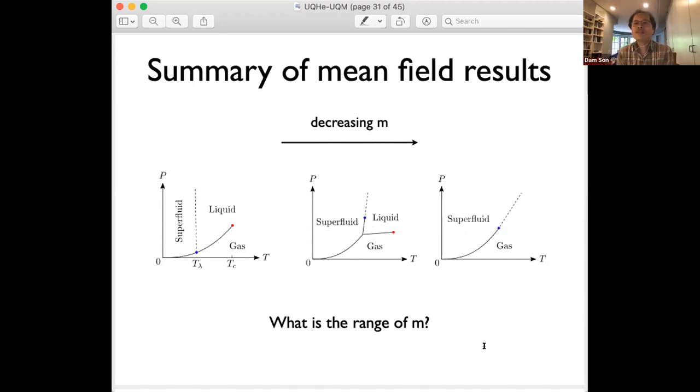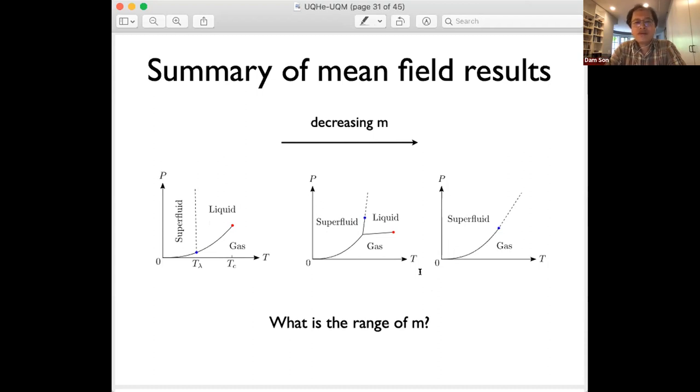Of course, we have to take this mean field result with a grain of salt. It is only a suggestion of what can happen. In particular, the mean field theory doesn't tell us at which mass of the helium nucleus we go from one type of diagram to the other. And in general, it doesn't even give us what kind of range of m we should go to. Should we go to very small m, like 1,000th of the mass of the helium to get to that, or only a tenth?